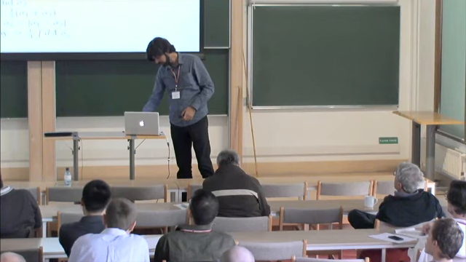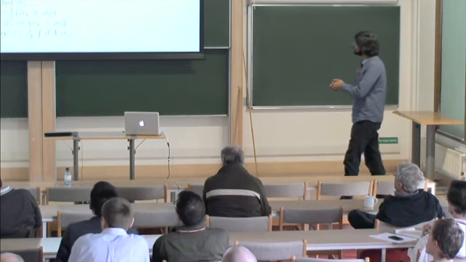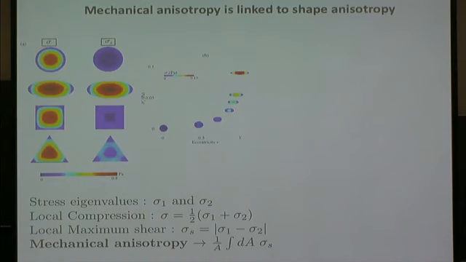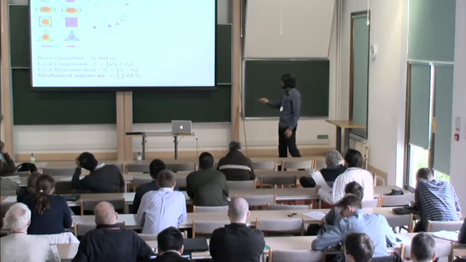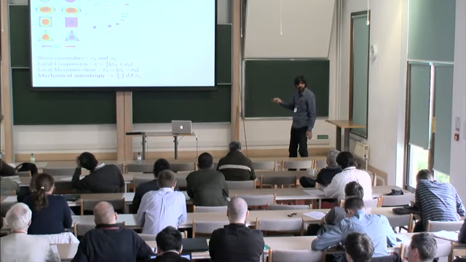Okay. One more thing I wanted to mention before I go into multicellular cases: mechanical anisotropy of a cell is linked to shape anisotropy. What I mean by mechanical anisotropy is that at each point in the cell, I can define the stress tensor, and I can define stress eigenvalues sigma 1 and sigma 2. The trace of the stress tensor locally gives you the estimate of the local compression. And the local maximum shear is defined as the difference in magnitude of the stress eigenvalues. The mechanical anisotropy is defined here as the average of this local maximum shear.